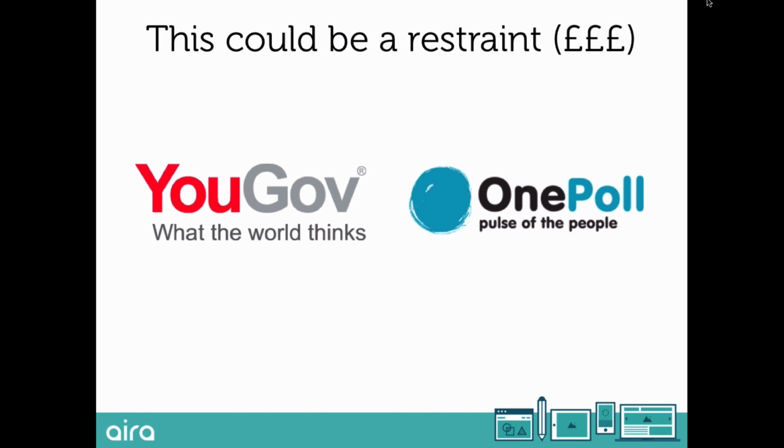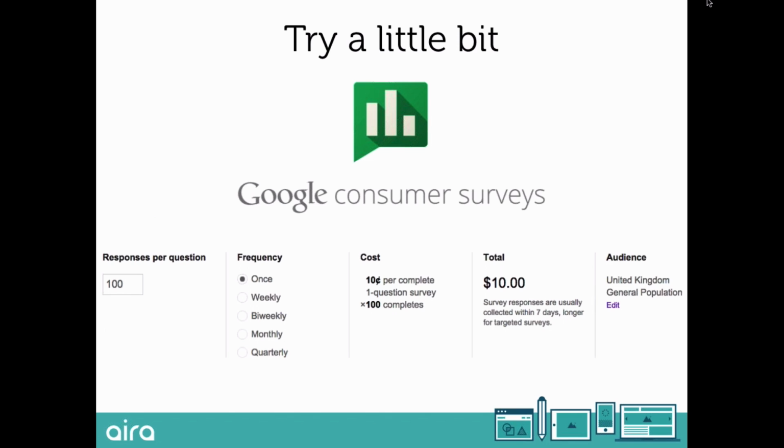If you can't get your own data, then what you can use is something like Google Consumer Surveys, which allows you to really cheaply gather data from the general public. And you can filter by country and demographic, that kind of stuff. So this is really, really cheap. So you can try just a little bit to see what happens. You can get 100 responses to a single question for about $10.